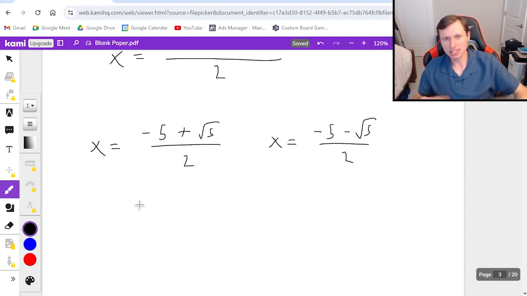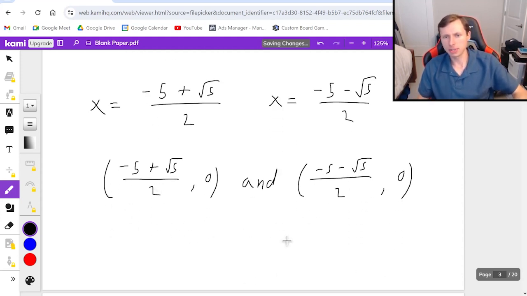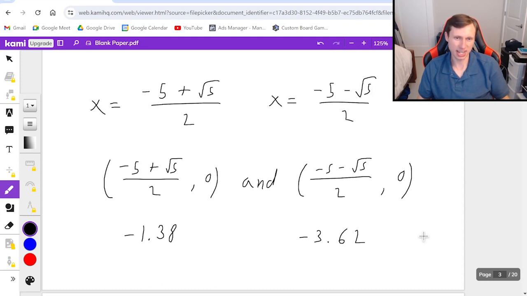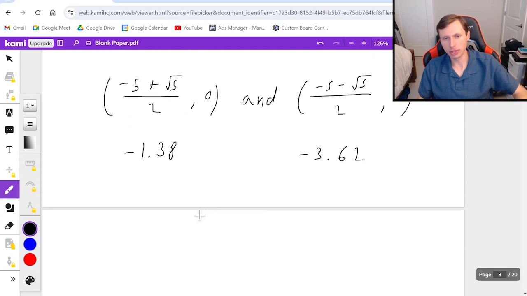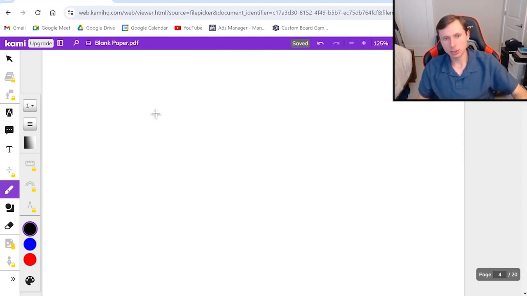And now I just have to write these as intercepts. So (negative 5 plus root 5 over 2, 0) and (negative 5 minus root 5 over 2, 0). And remember, whenever you have something like this, a lot of times your teacher will let you use your calculator. In this case, you'll get negative 1.38 for the first one and negative 3.62 for the second one. So now you can visualize what this looks like on a graph. Zeros at negative 1.38 and negative 3.62, and the graph will be something like this. So there you go.